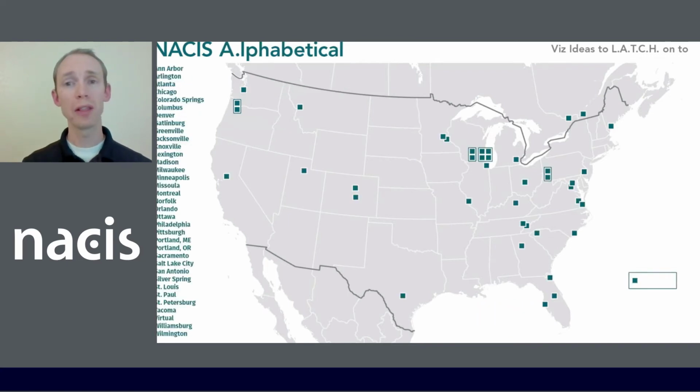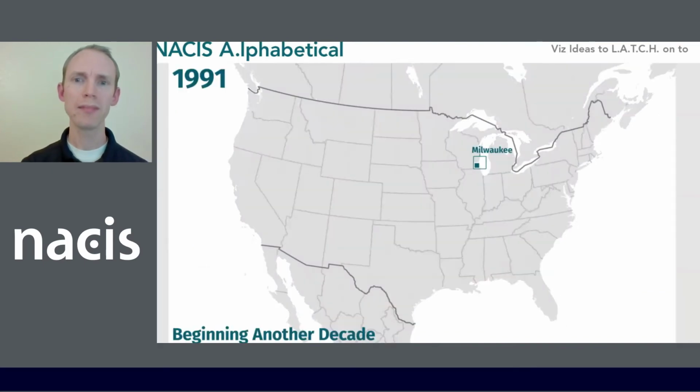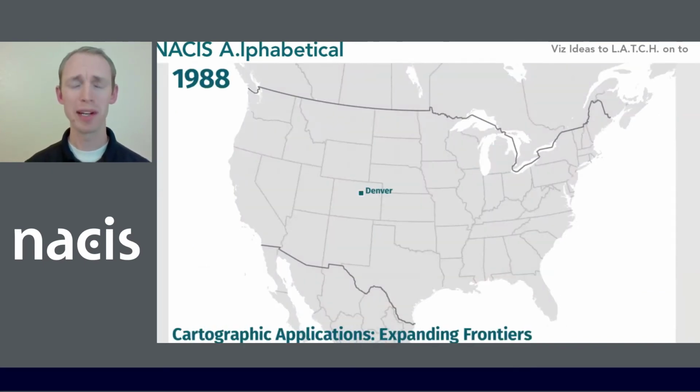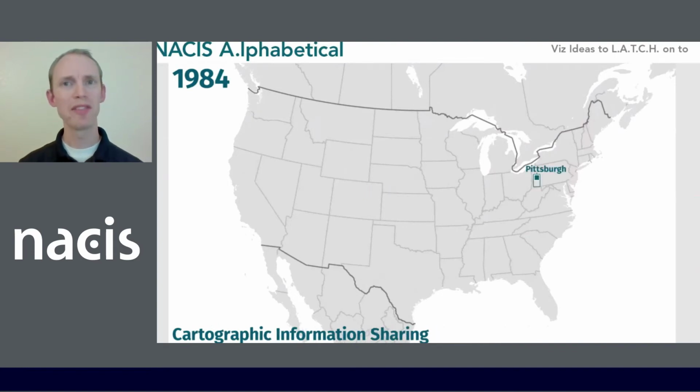If we move from location to alphabetical, we just pull all of those cities off of the map and line them up alphabetically on the side. Depending on the audience, that might be important to them. Another interesting approach to alphabetical that I thought would be kind of fun is the theme of each conference.